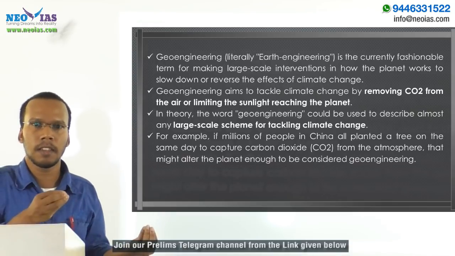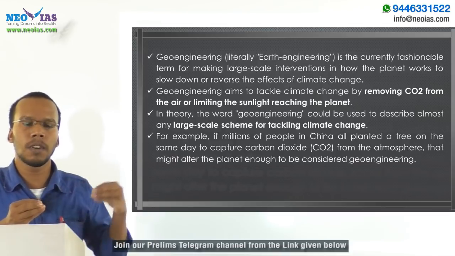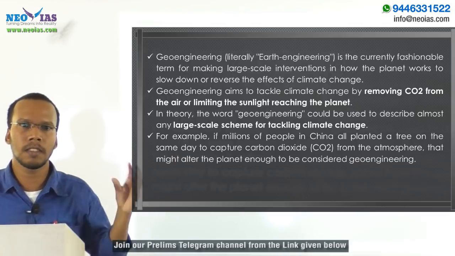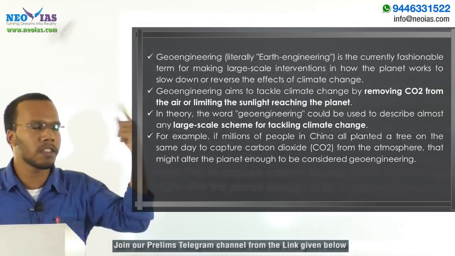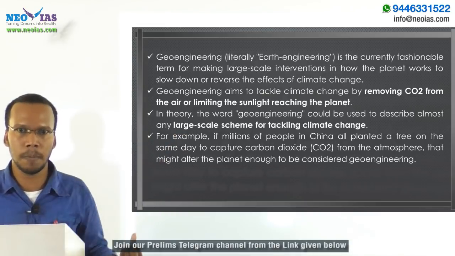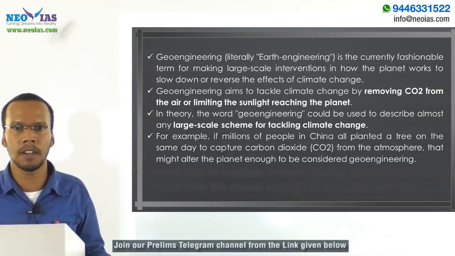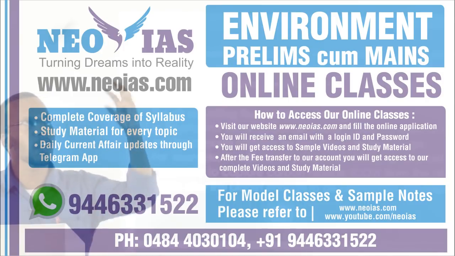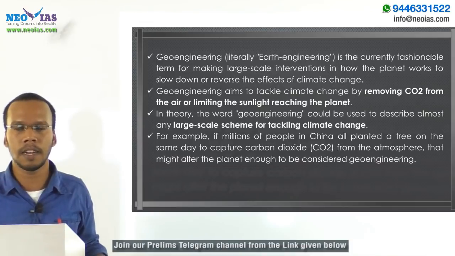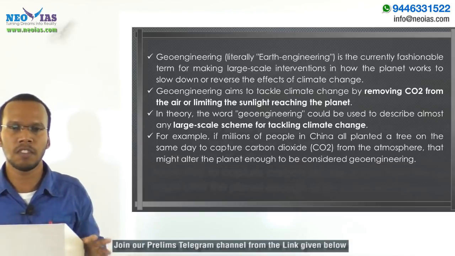If we plant more trees, the carbon sequestration will be more. That means the conversion of carbon dioxide into oxygen by green plants through photosynthesis will happen there. So that also removes carbon dioxide from the atmosphere. That's also a kind of geoengineering method. So that's the term known as geoengineering.